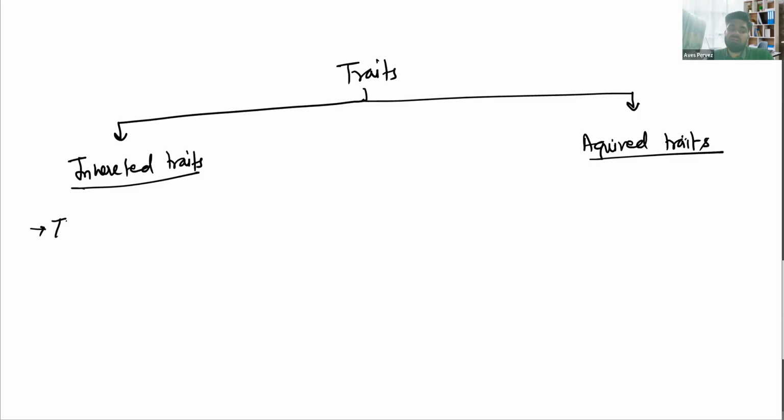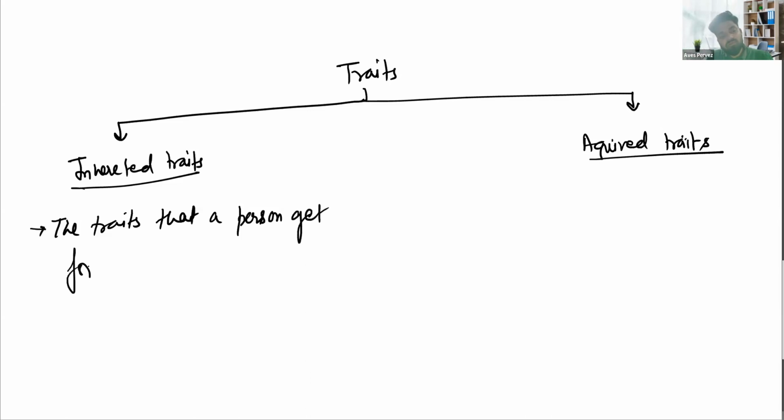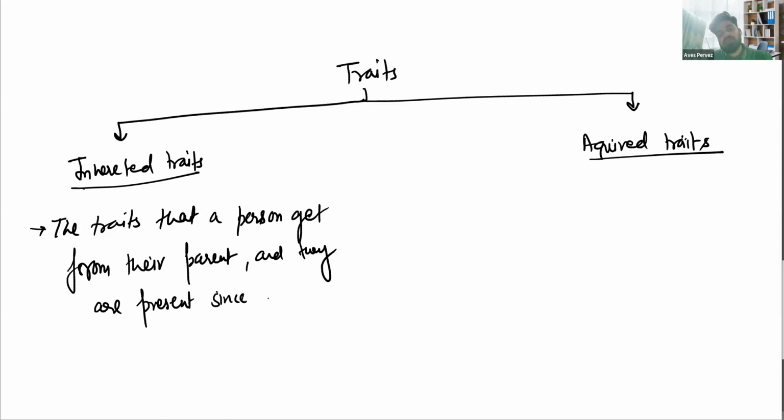So we can say here that the traits that a person gets from their parents, and they are present since childbirth. Got it?